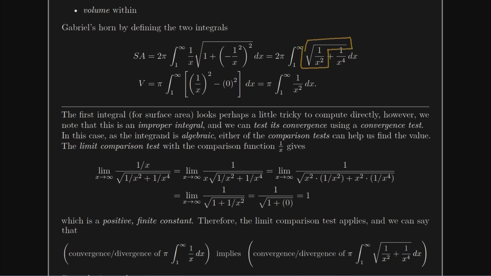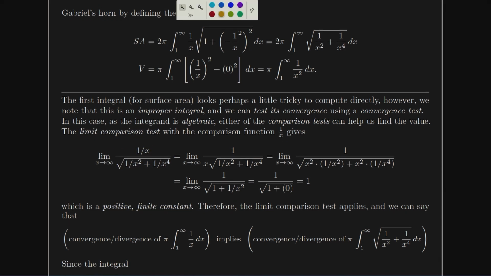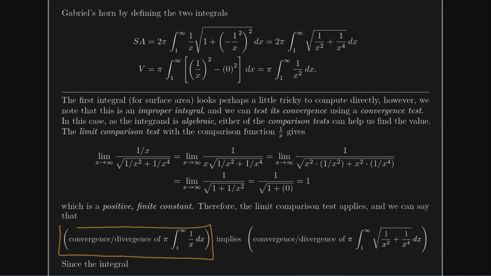So if I look at the square root of 1 over x squared, that's approximately 1 over x. You can verify using the limit comparison test. So we use the limit comparison test of our integrand, 1 over x squared plus 1 over x to the fourth, with 1 over x. We can compute some limits on this. We end up with 1, which by the way is a positive finite constant. That says the limit comparison test is indeed valid. And we're going to be able to say that the convergence or divergence of the integral of 1 over x over this interval implies the convergence or divergence of the integral we're looking at for the surface area.